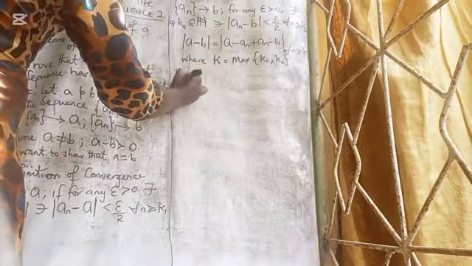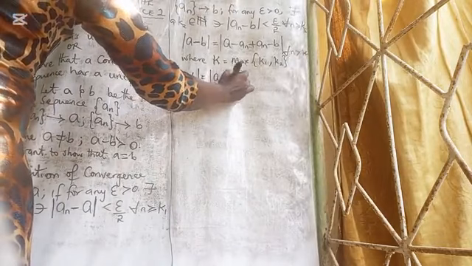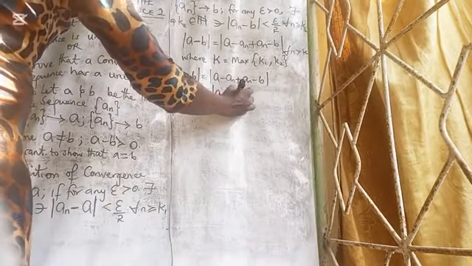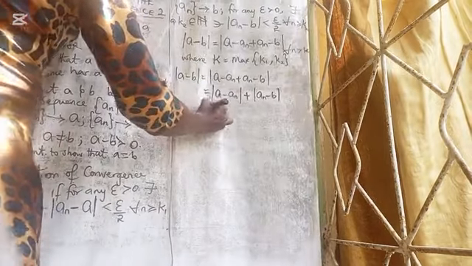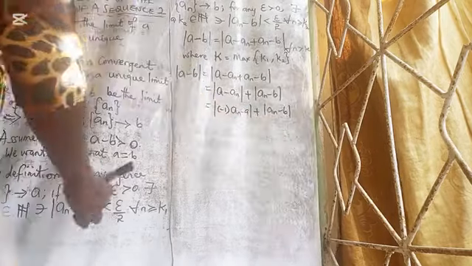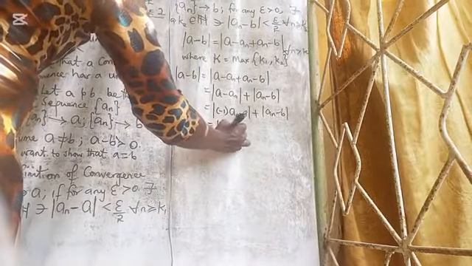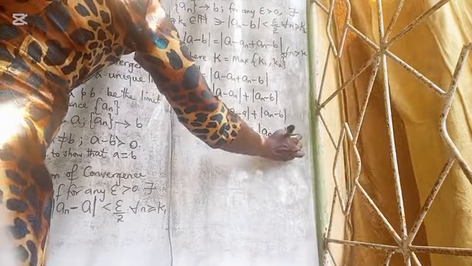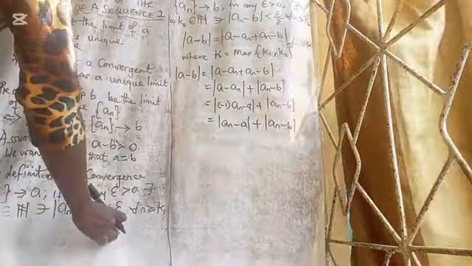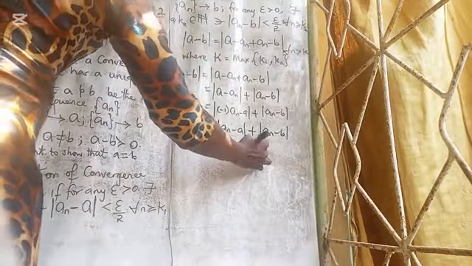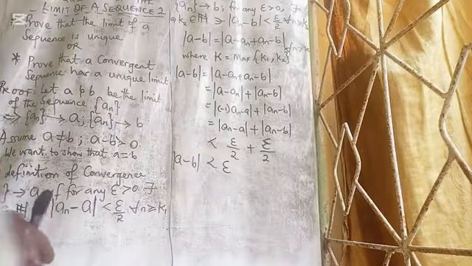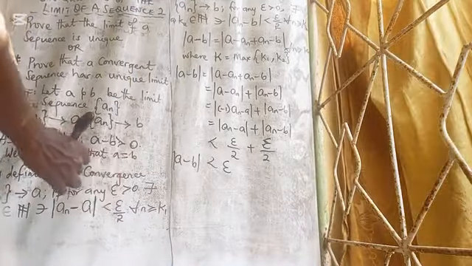Now let's see what happens to A minus B. We have said it is A minus A_n plus A_n minus B. This is the same thing as minus 1 into A_n minus A plus A_n minus B. Absolute value takes care of the minus 1. This is the same thing as the absolute value of A_n minus A plus A_n minus B. But our A_n minus A is less than epsilon over 2, and also this other one is less than epsilon over 2. So our A minus B is less than epsilon.